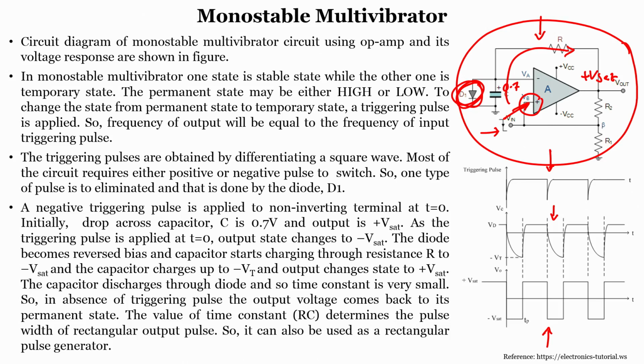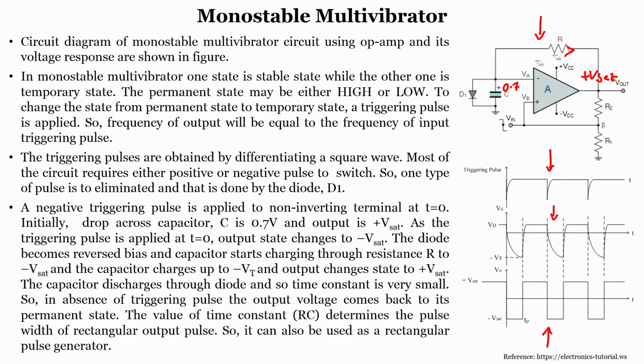So, in the absence of a triggering pulse, the output voltage goes back to its permanent state. The value of the time constant RC determines the pulse width of the rectangular pulse. You can see very clearly the charging and discharging of the capacitor. When it discharges through D1, it is very fast and it comes back to the stable state.